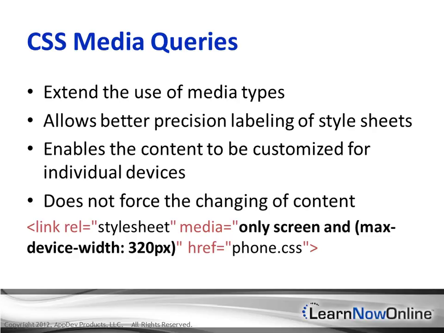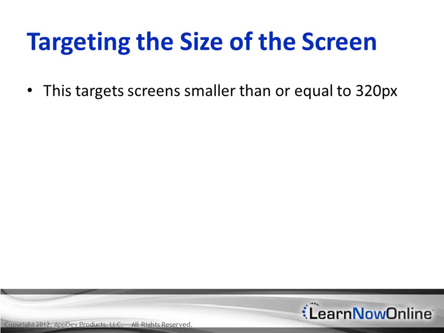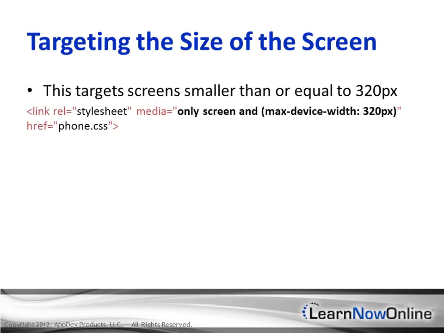The keyword only in this screen also means that non-CSS3 compliant browsers will simply ignore this call. Using CSS media queries to target the size of the screen is very common in developing for mobile and iPad tablet type devices. Here's a couple of examples that we'll go through. This first example targets screens smaller than or equal to 320 pixels, just like the example from the previous slide.